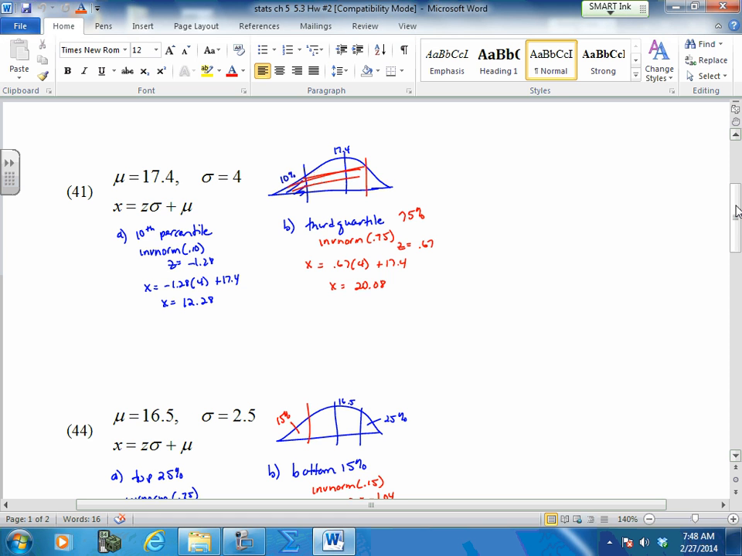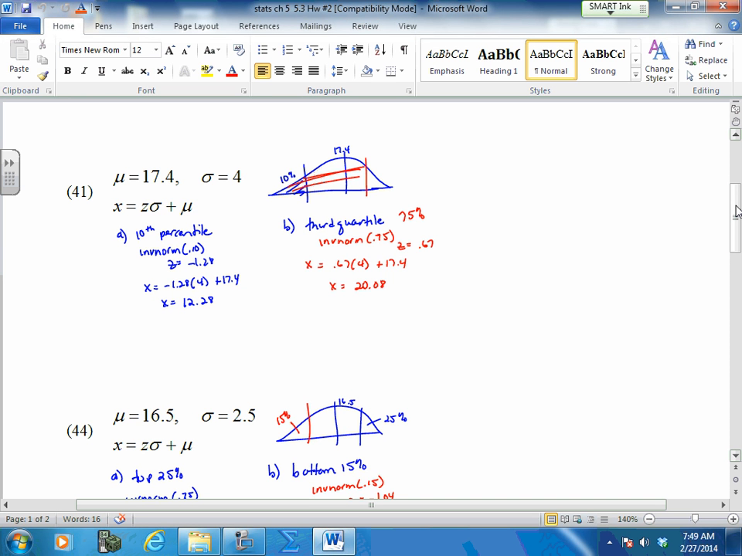Okay, we have another scenario. Our mean is 17.4. Our standard deviation is 4. We want the 10th percentile. You're better than 10% of the people, or whatever this is. So 10% to the left. Inverse norm, 10%. We get a negative. We expected a negative z-score. It's to the left of the mean. Plug it in and find out your x value. And make it make sense.